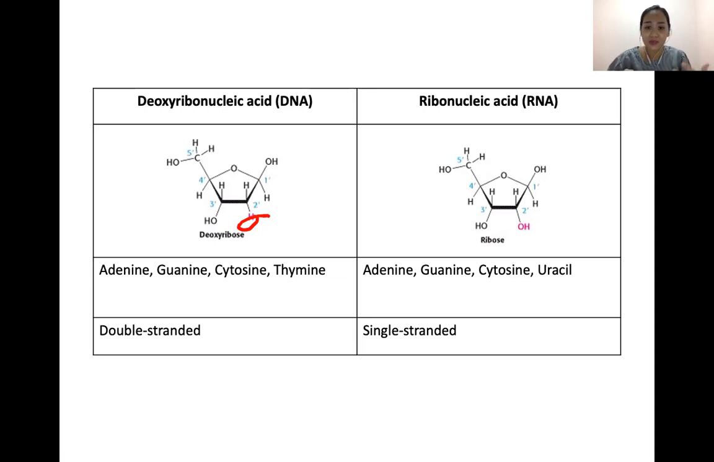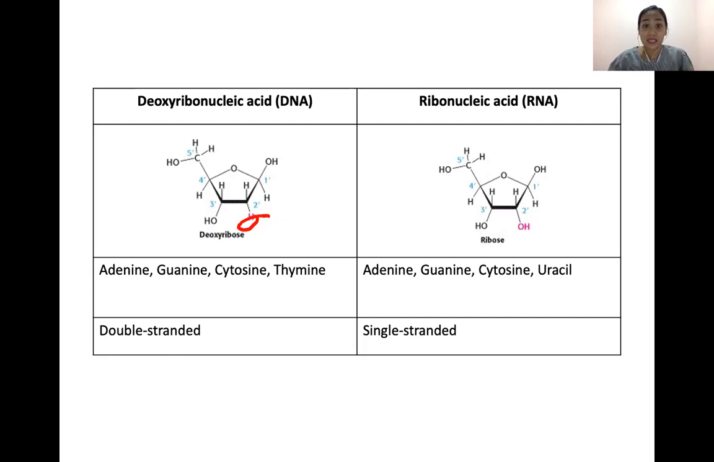So you can attribute this to the differences between the DNA and the RNA. Second major difference between the DNA and the RNA is the bases that are present. For the DNA, it is composed of A, G, C, and T. So you have adenine, guanine, cytosine, and thymine. But for the RNA, uracil is in place of thymine. So you have adenine, guanine, cytosine, and uracil. So A, G, C, and U.